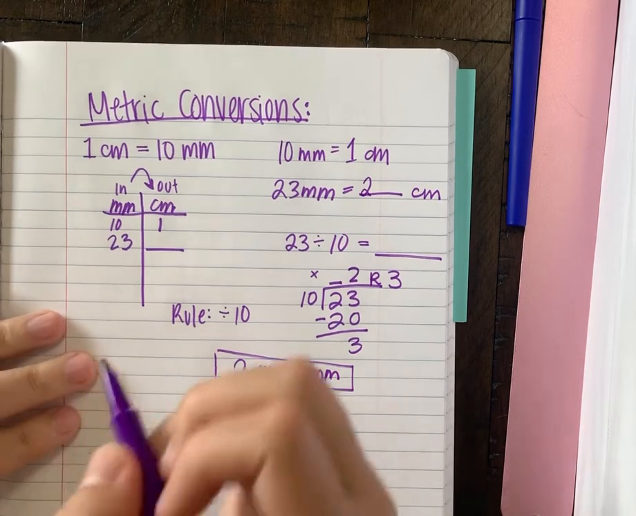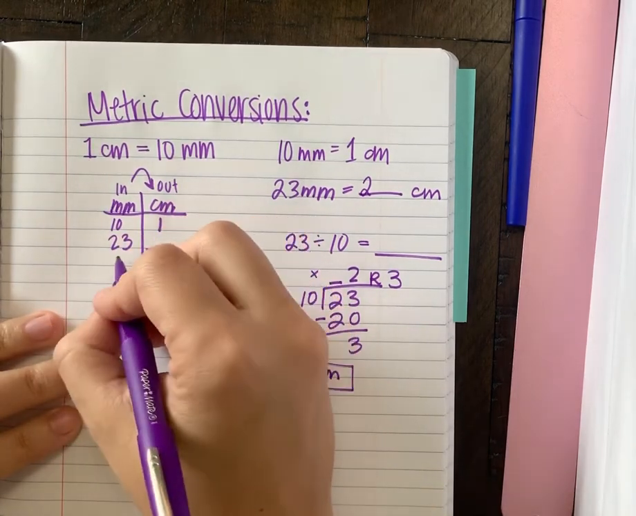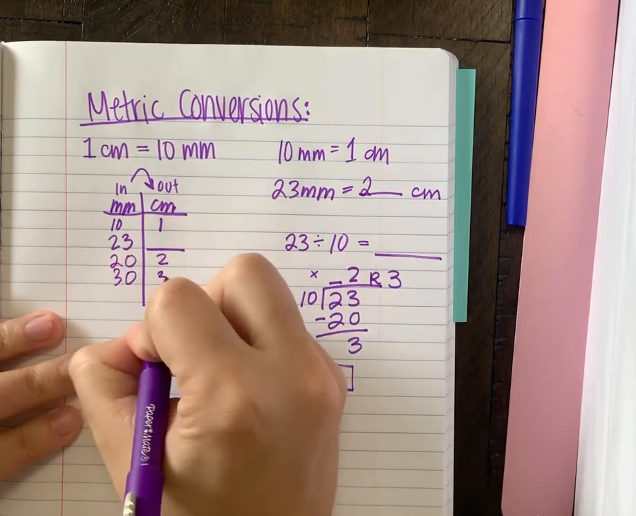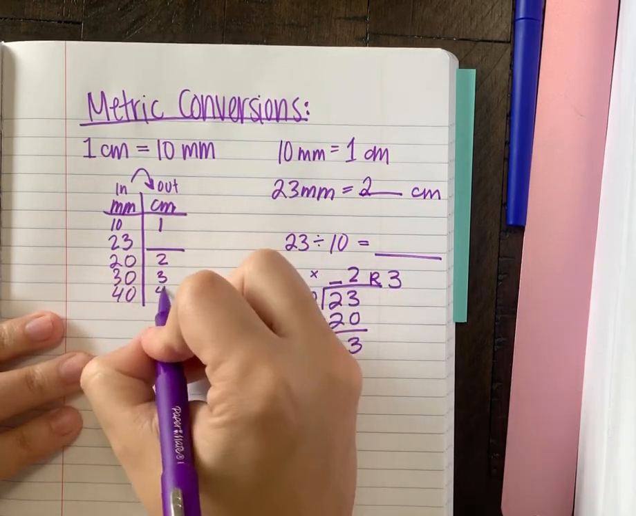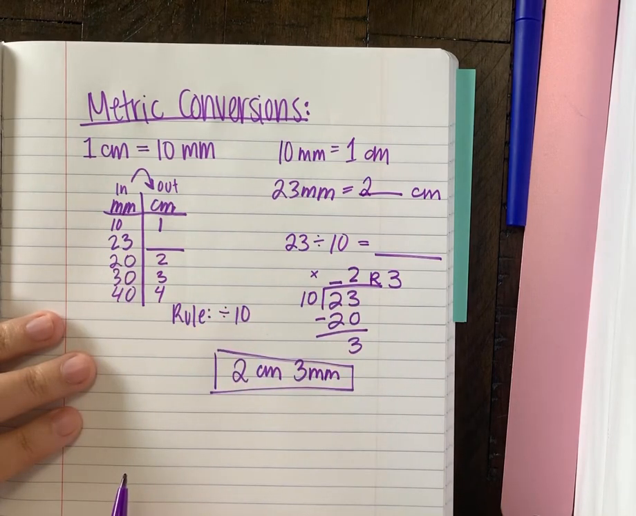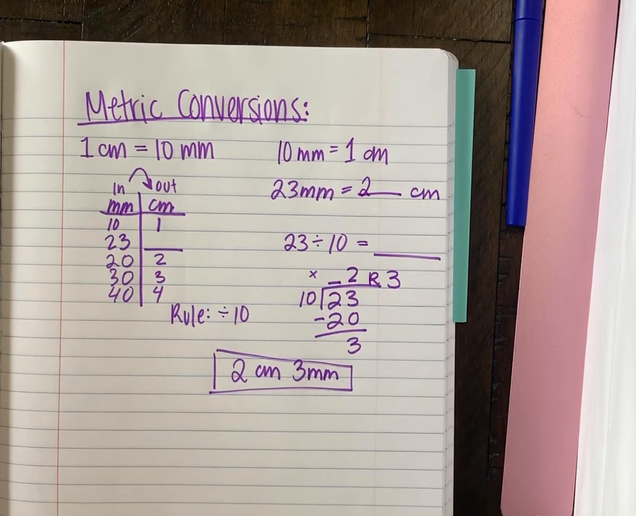Because if we continued this, we would have 20, that's 2, 30, that would be 3, 40, that would be 4. So if there's anything other than a 0 in the ones place, that's going to be your remainder, and those just stay in millimeters. We can't squish them into centimeters.